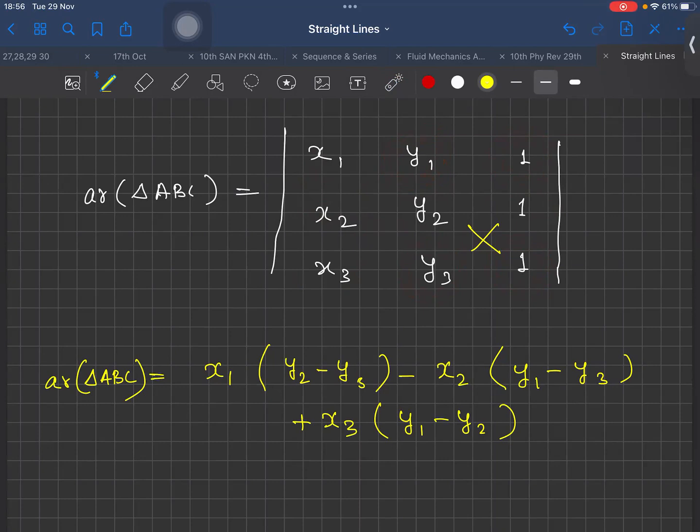y1 minus y2, no? Where you are saying? Minus x2, right? This one you are saying. See, see again, you haven't studied determinant yet. You haven't studied yet. Okay.